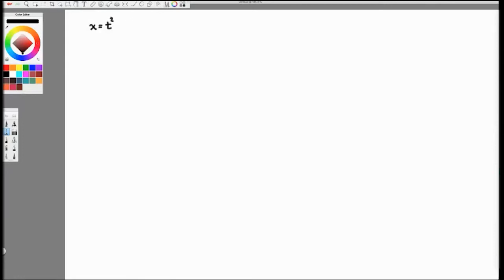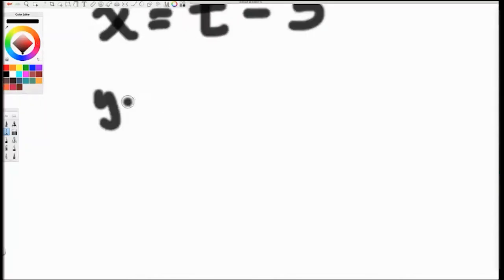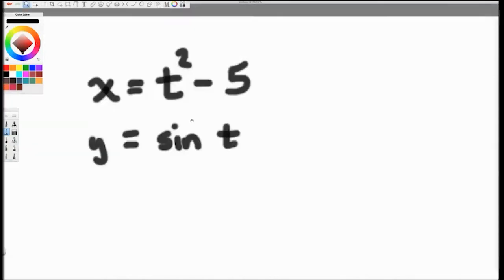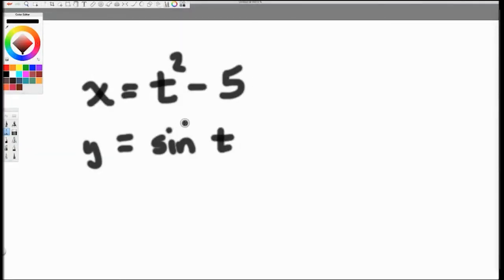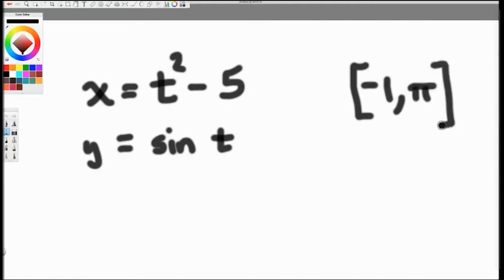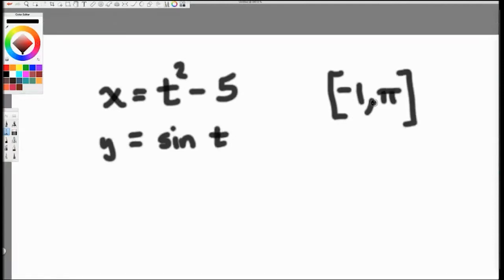Say x is equal to t squared minus 5, and y is equal to sine t. So let's do that. Right away you should see this is going to be a parametric equation or set of equations because there's a t. As soon as you see that, a light bulb should go off: oh, this is parametric. That way you know what formulas you're going to need. I am saying that it's on the interval from -1 to pi.